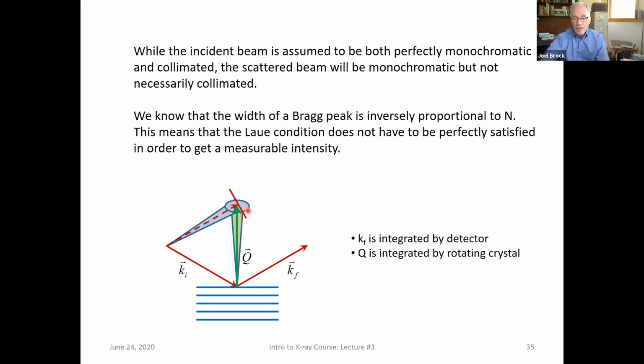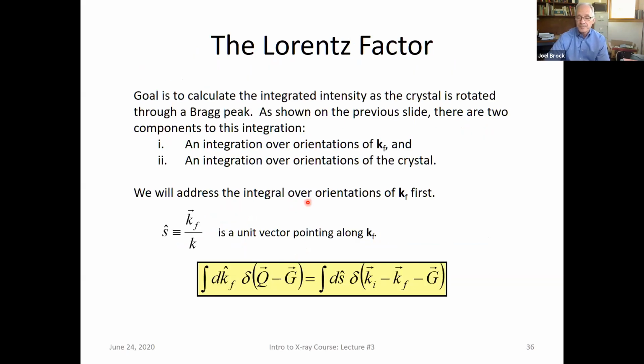But that's what I care about. That's the area that I need to integrate over to get the total number of electrons. So the key thing is to integrate this whole thing, and I do that by having a big detector and rocking my sample to get the integrated intensity.